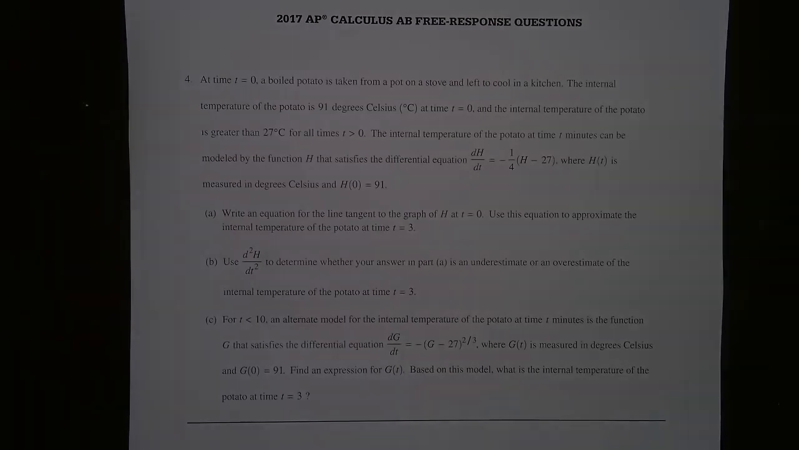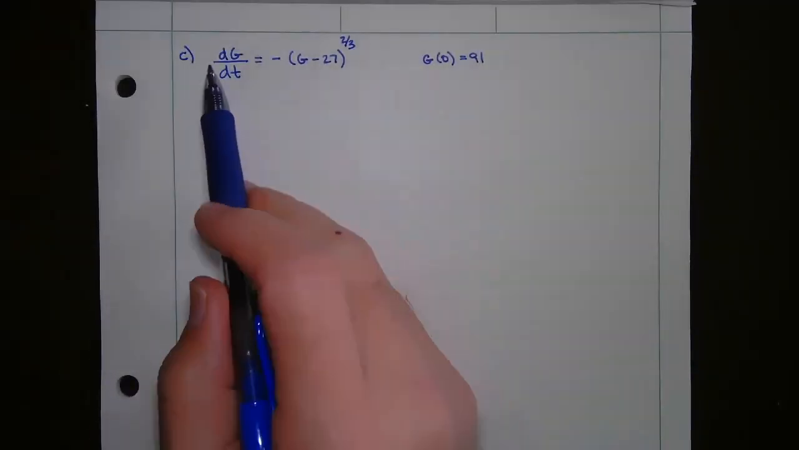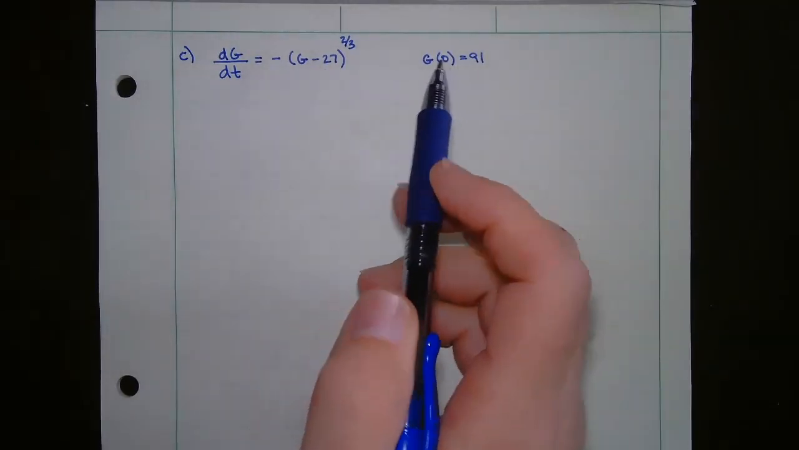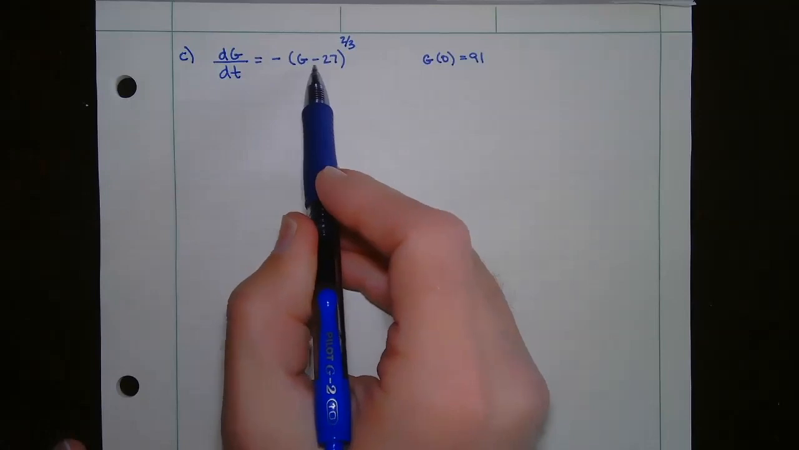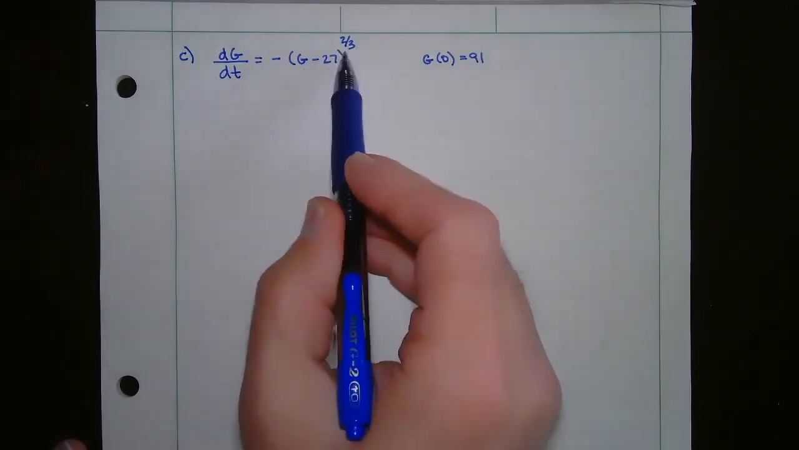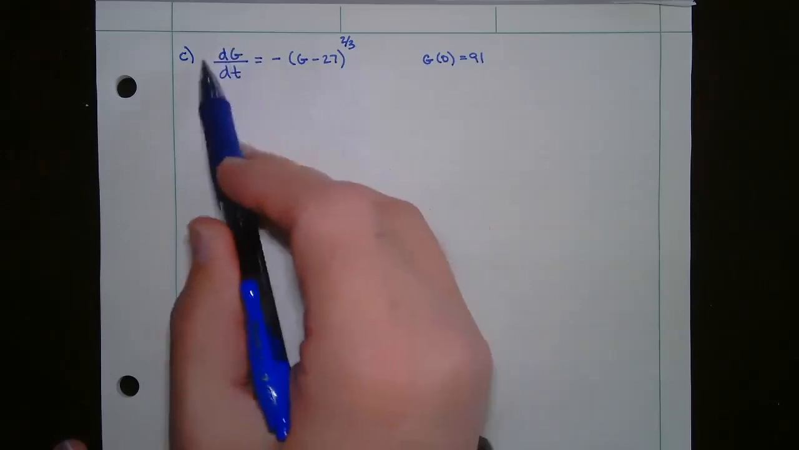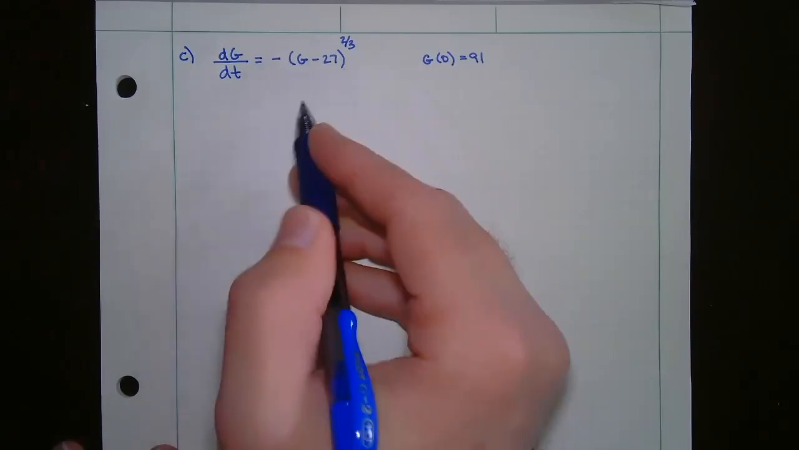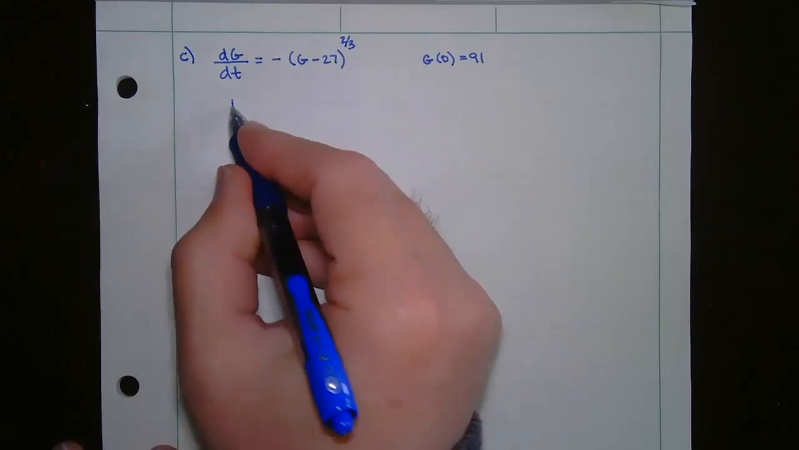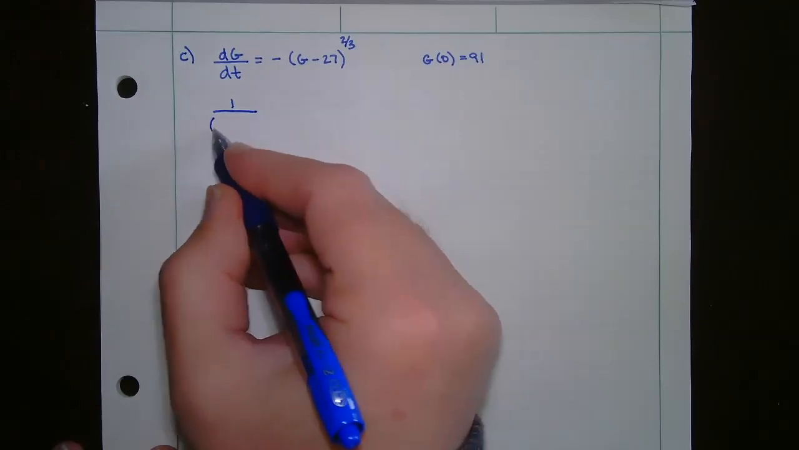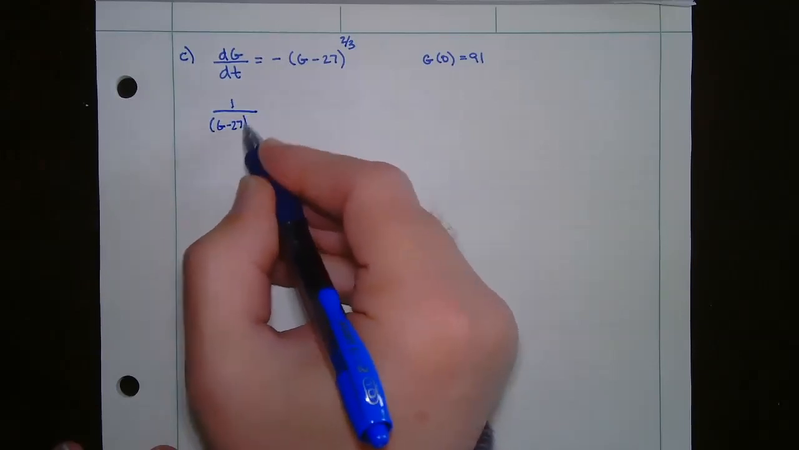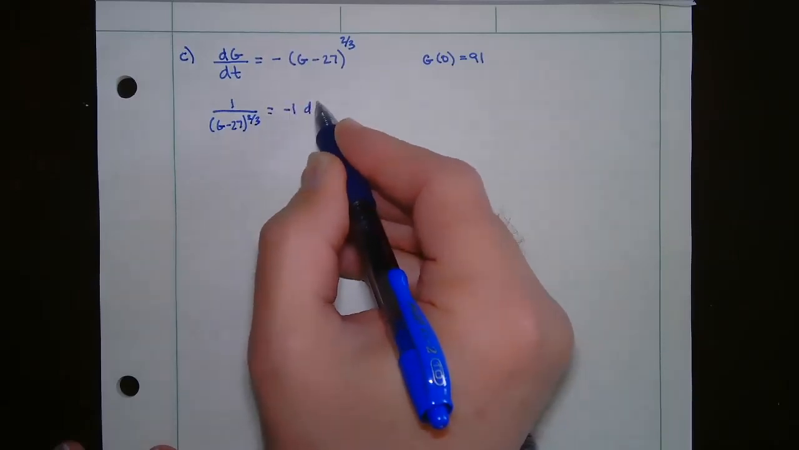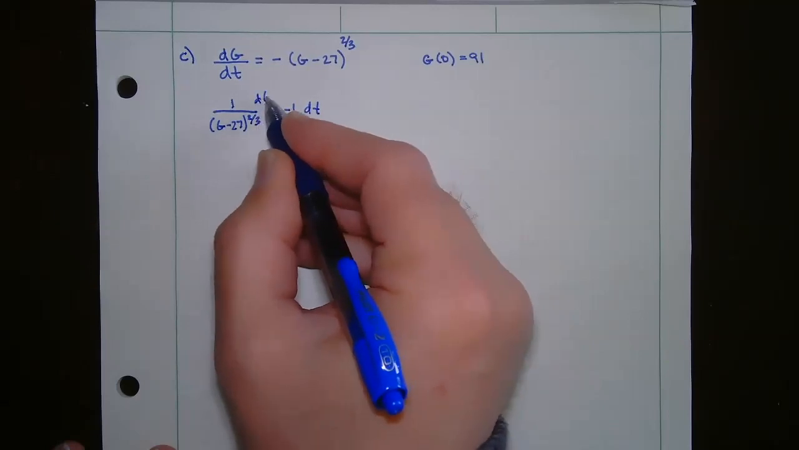I'm gonna grab my paper and we'll work that one. Okay, so what we know for part C is that dg over dt is equal to this. And we also know g of 0 is equal to 91, all right? So what we wanna get is our g, which is g minus 27 to the 2/3. I need to get that over to the left-hand side. And so this is going to become -1 and then dt, okay? So this is going to be 1 over g minus 27 to the 2/3 power is equal to -1 dt. And I forgot dg right here, okay?